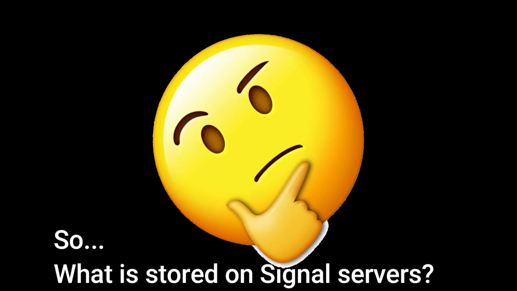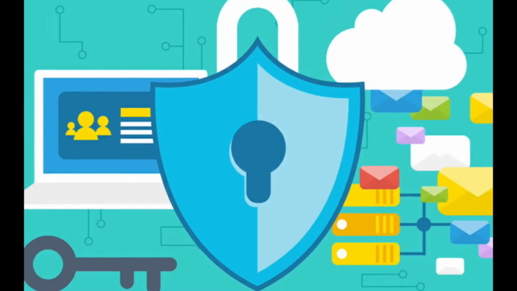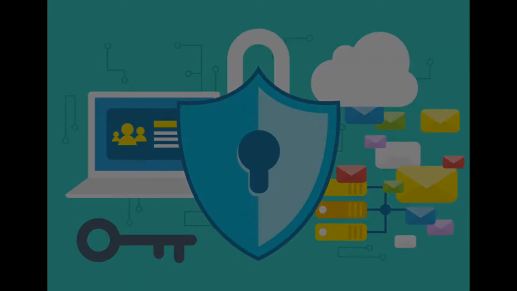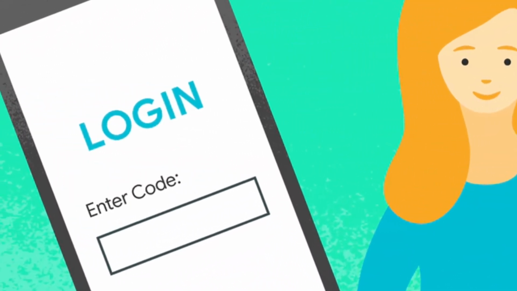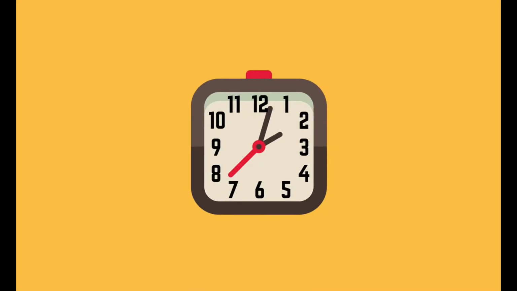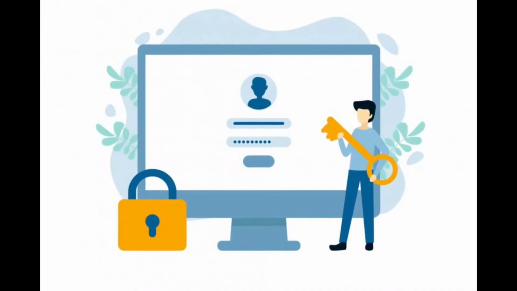So, what kind of data does Signal store? All the information between the chat participants is stored encrypted on their own devices. The only data stored on Signal services regarding the users is the phone number used for signing up, and it doesn't have to be the user's real phone number. As well, it stores the date and time you last logged on.